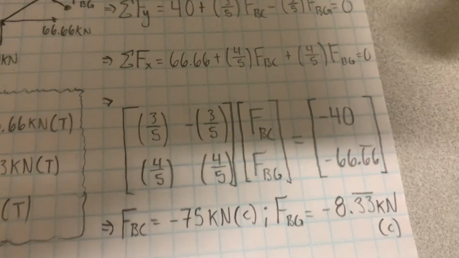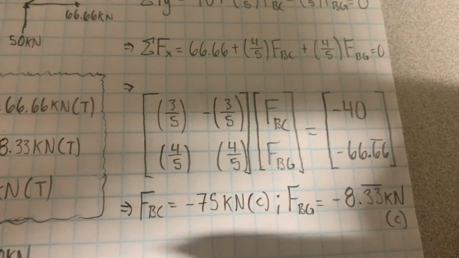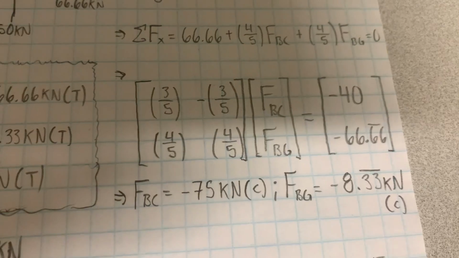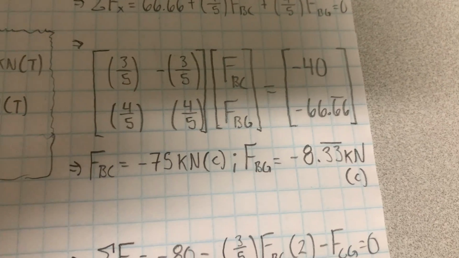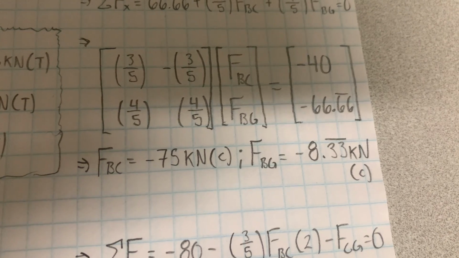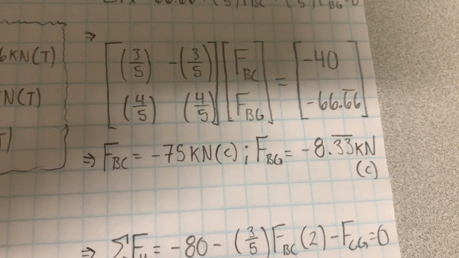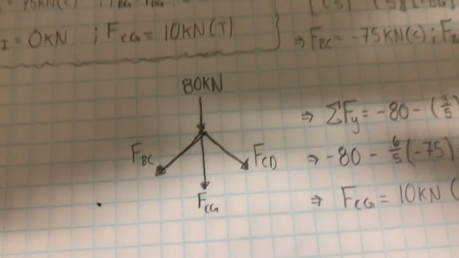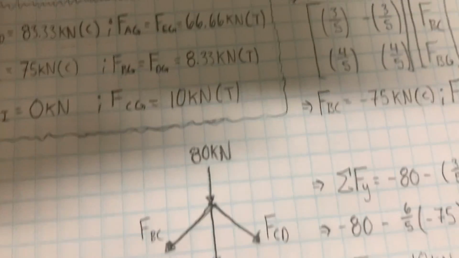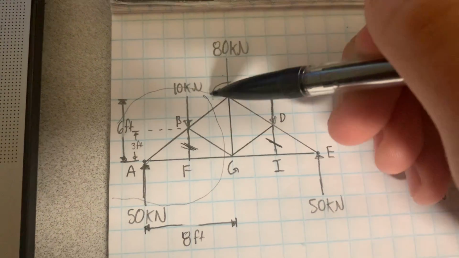Okay, so when I plugged it into MATLAB, I got that force BC is equal to -75 kilonewtons, which means it's in compression, and force BG is equal to -8.33 kilonewtons, which is also in compression. So once we have that, we move on to the last section of the truss that we need to solve for. So in that case, it would be this right here.